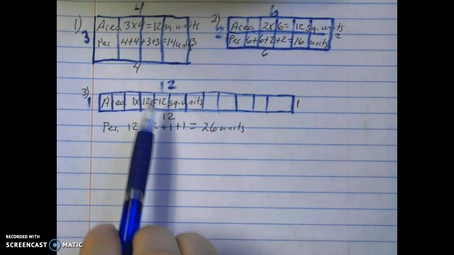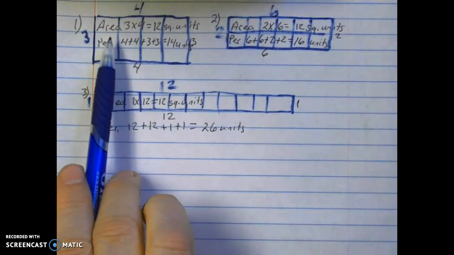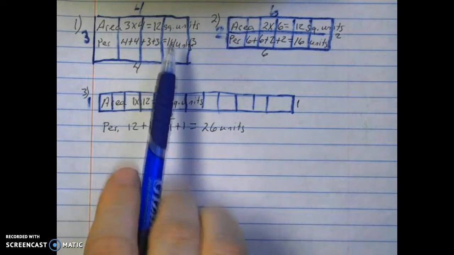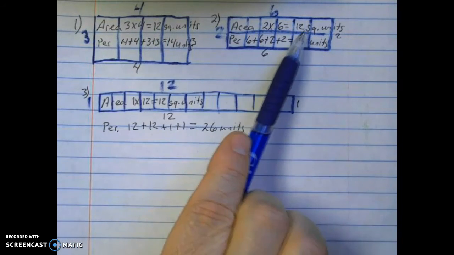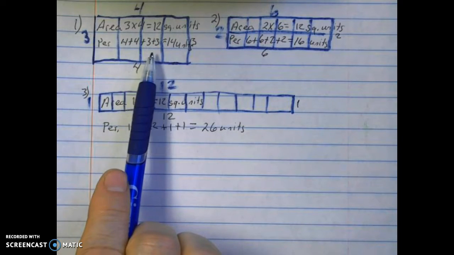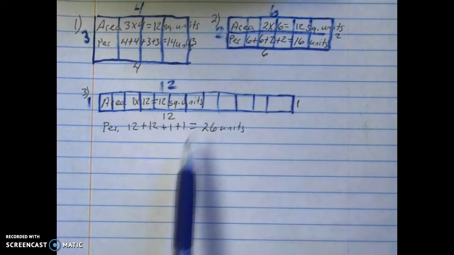So the first one we showed today was to show how to find the area. The second one was to find the perimeter. And the thing that we're finding in this lesson is, though the area on each of these is the same, 12 square units, 12 square units, 12 square units, the perimeter is different. It went from 14 to 16 to 26.